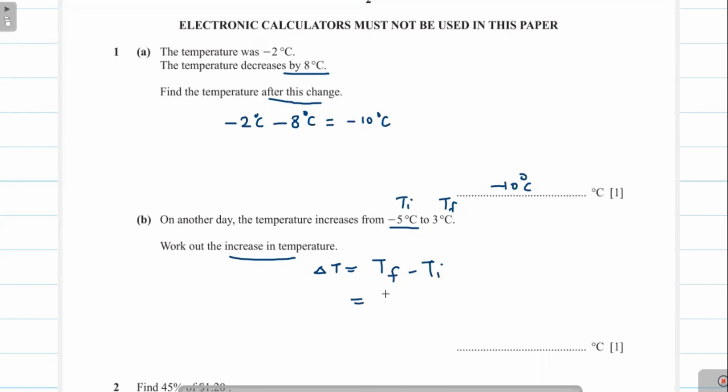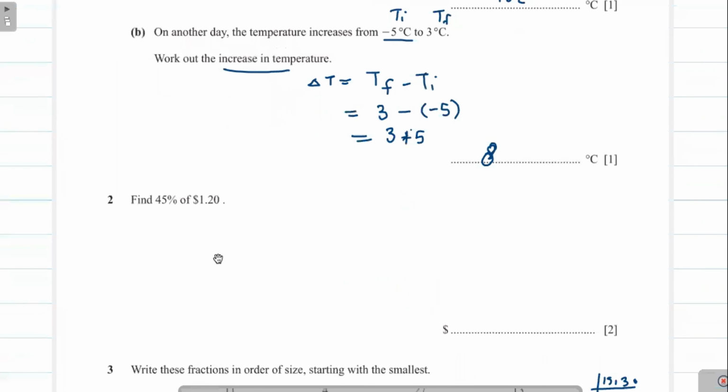Now we write Tf is 3, minus is written as it is, and -5 is the initial temperature. Therefore, we calculate that the value becomes 3 plus 5. 3 plus 5, the value is equal to 8 centigrade, and this is the answer. Now we move to the second question.